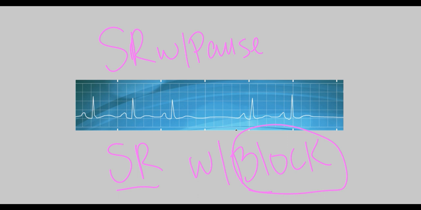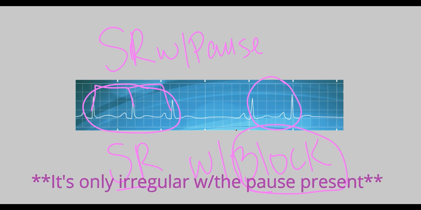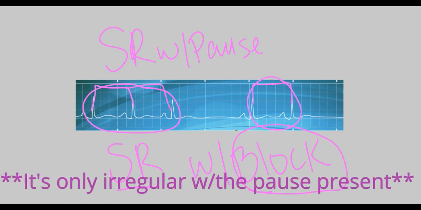So when I'm looking at this, I know it's a sinus block and not a sinus arrhythmia, like I said, because you do have normal rhythms here. So it's not irregular. So the distance is not irregular. So that's how I know that it's a sinus rhythm and not a sinus arrhythmia.